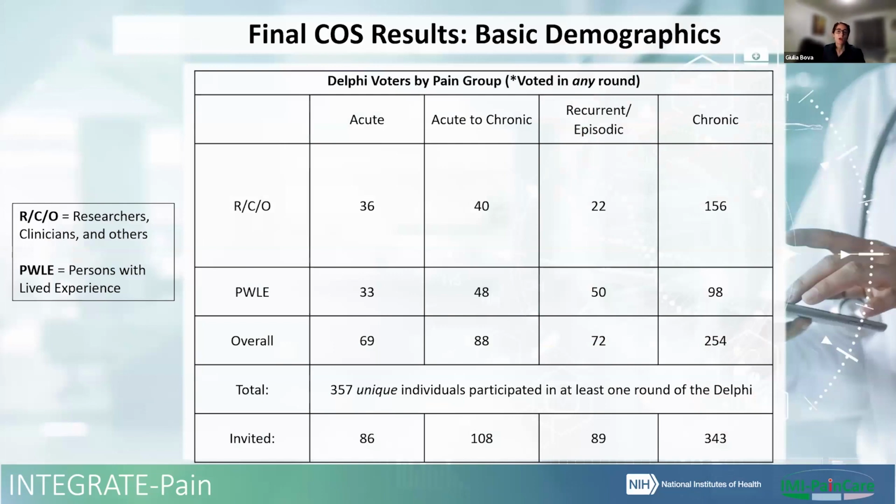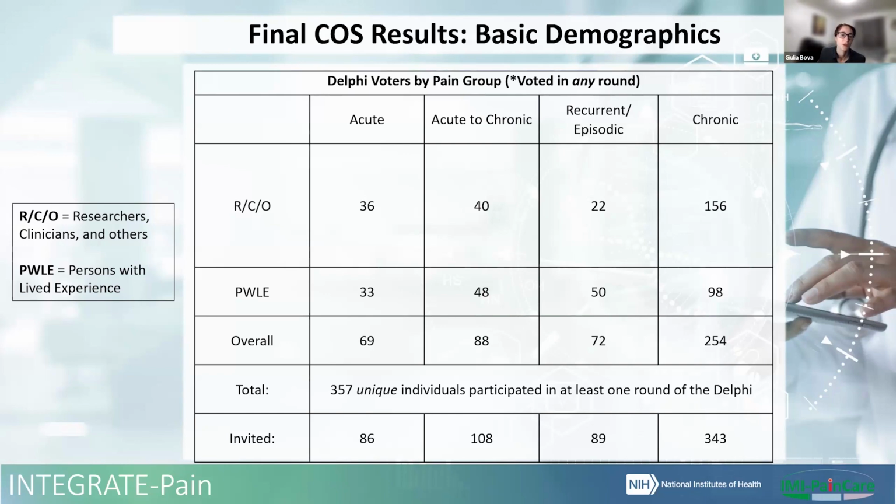So these were our demographics of those who participated in the study. Overall, we had about 350 unique individuals who participated, and I say unique because we probably had 600 voters spread over the groups, but we had many people with lived experience that voted in several groups. Because, for example, someone with acute pain is really hard to capture because they might not be experiencing acute pain in this moment, but they might have experience with it in the past.